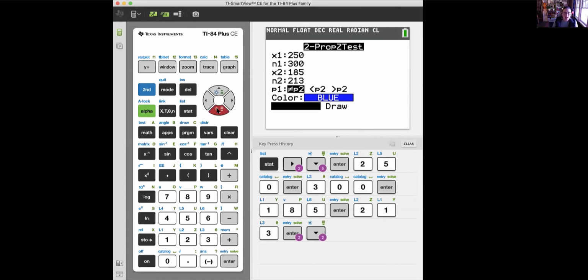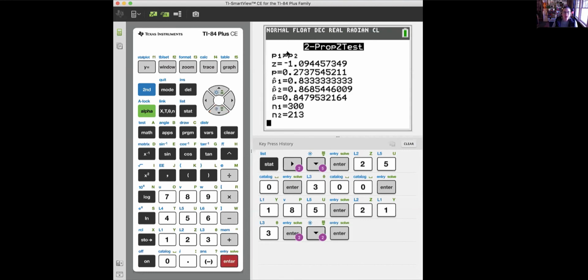I'm going to show you what the Calculate looks like. You can do Draw or Calculate. Here's the Calculate, and you see here's our z-score, negative 1.09. Here's our p-value, 0.274. And see, it figured out the proportions that we just did, 0.83 and 0.87. Then it combines them all together for this sample, so ignore this. Remember, we just want the p-value. This is our p-value. That's the probability of getting a sample, assuming there's no difference between the two.